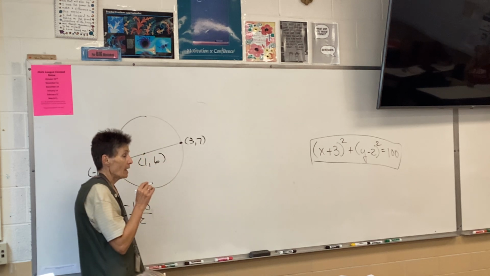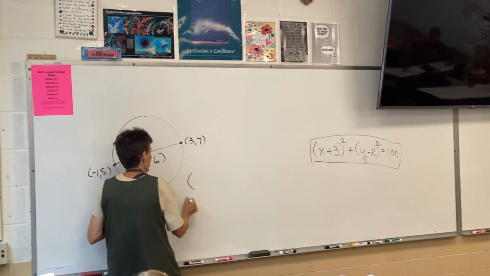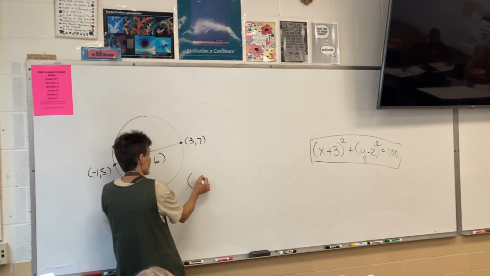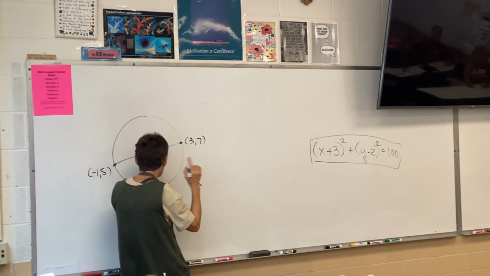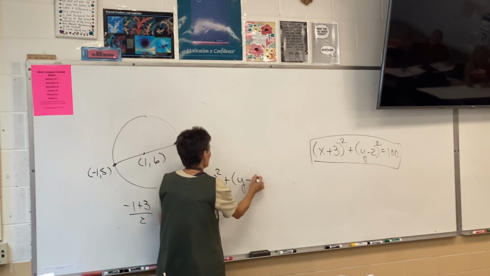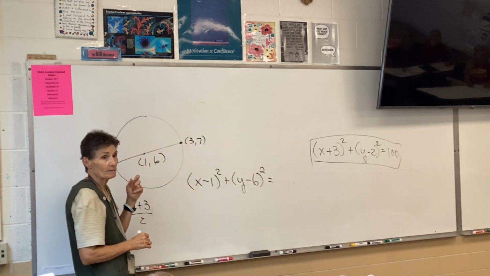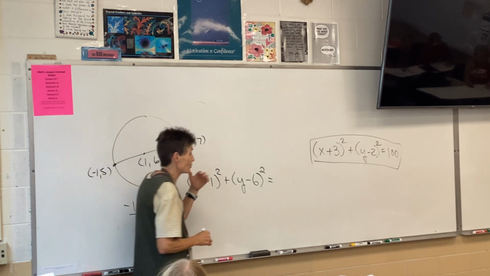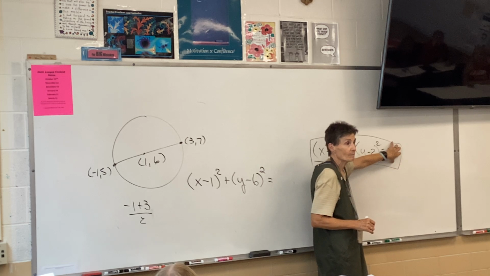Now, at this moment, you can build most of your equation. Remember, you're writing a circle, so it's going to be x minus 1 squared plus the y minus 6 squared. Yep, perfect. Now, what's missing? What else do I need? What do I need to know to find this number? I need to know the radius.